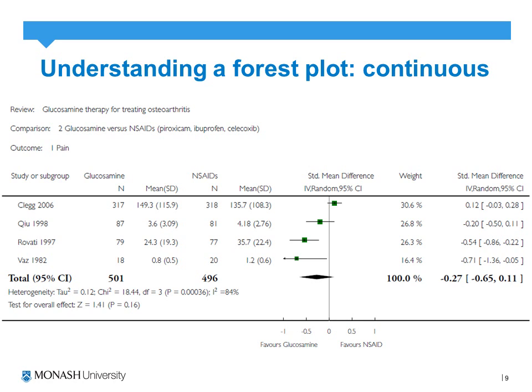So this slide is a similar slide, the only difference being that we're looking at a continuous outcome. So in this case, we're looking at glucosamine therapy for treating osteoarthritis. We're looking at glucosamine versus NSAIDs, and the outcome being pain. So once again, we've got our studies listed down here. The only difference being in outcomes that are looking at continuous outcomes, the meta-analysis will be reported as the number of participants and the mean and standard deviation per each group.